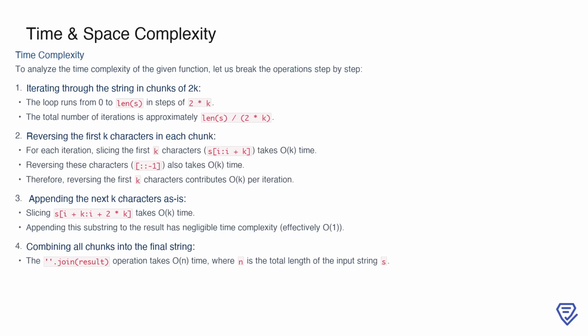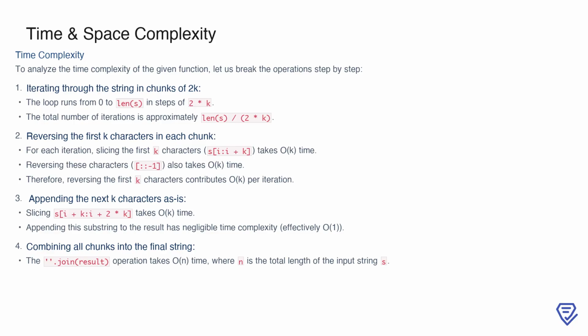To analyze the time complexity of this function, we need to break it down into its main operations. First, the loop iterates through the string in chunks of 2k, stepping from 0 to the length of the string in increments of 2k. This means the number of iterations is approximately the total length of the string divided by 2k. Within each iteration, we reverse the first k characters of the current chunk. Slicing these k characters takes O(k) time, and reversing them also takes O(k), so this step contributes O(k) per iteration.